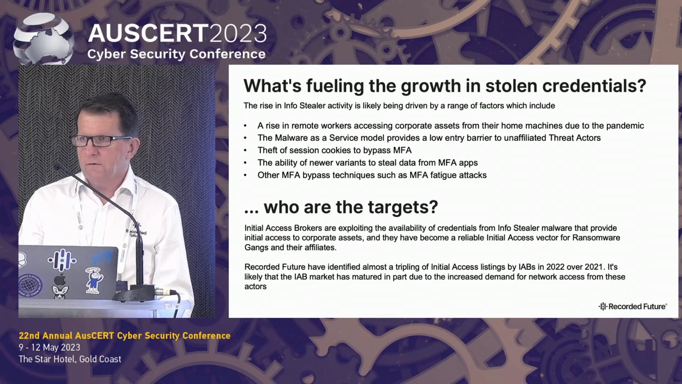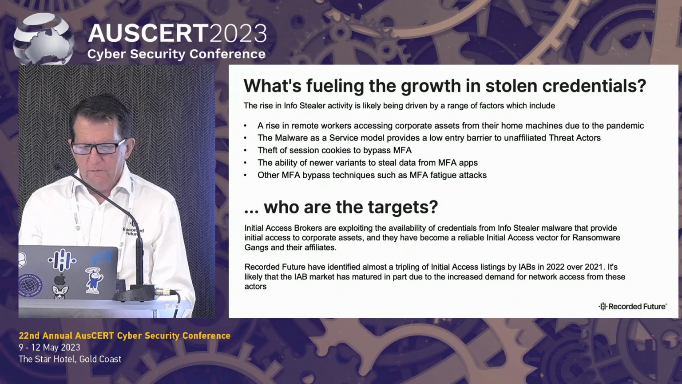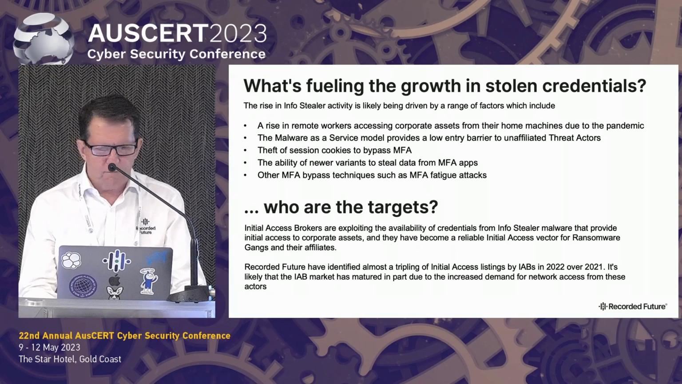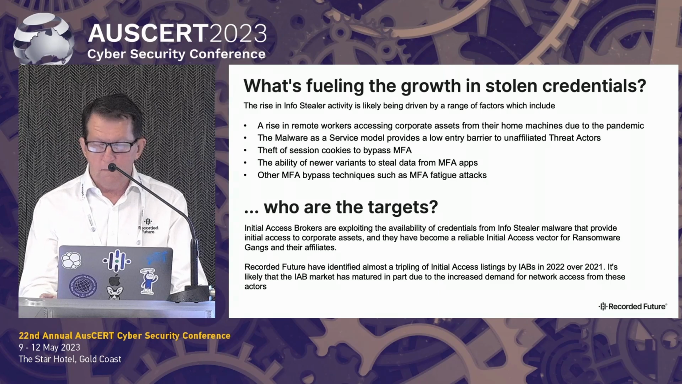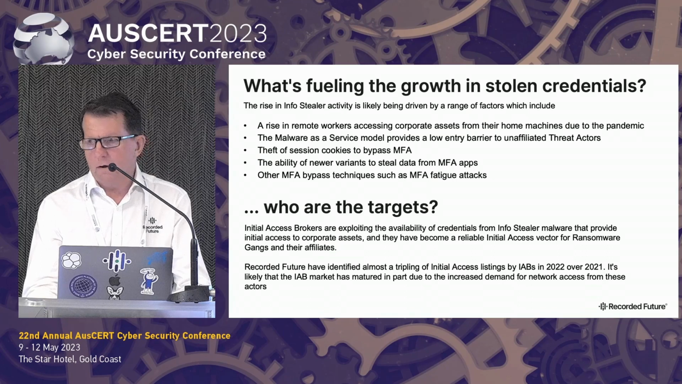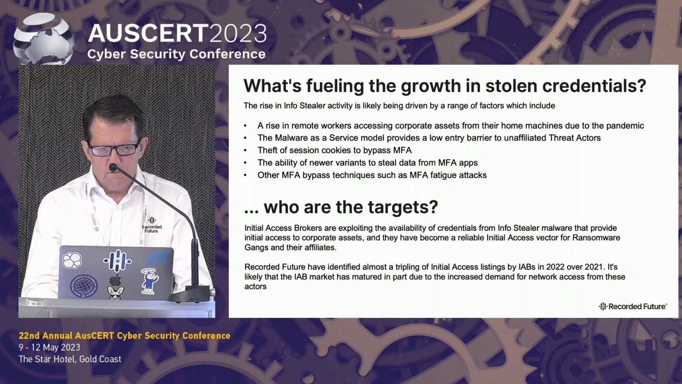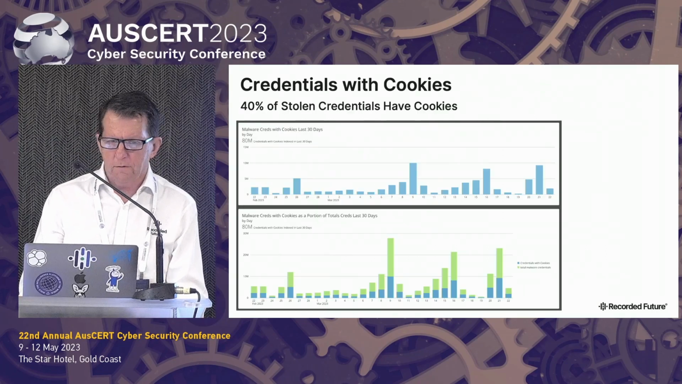Session cookies to bypass MFA is the key reason now we're seeing higher value targets like corporations. Some of the new variants will even scrape data from MFA apps. There's other bypass techniques for MFA as well, including MFA fatigue attacks. But as I've already mentioned, the targets here are basically the ransomware gangs and the affiliates that operate that ransomware. And there's been a spike in initial access listings as a result of the spike in Info Stealer listings.